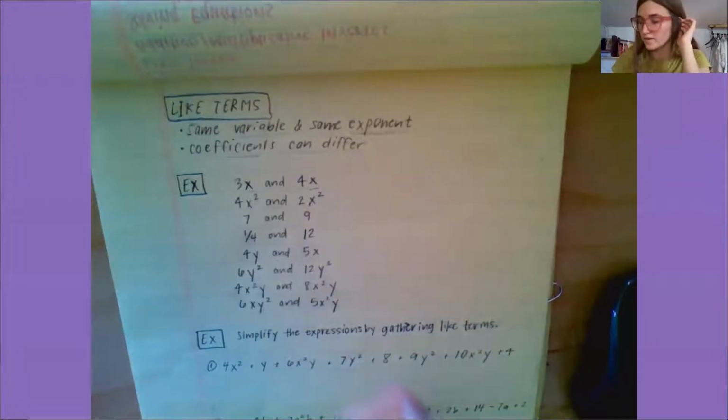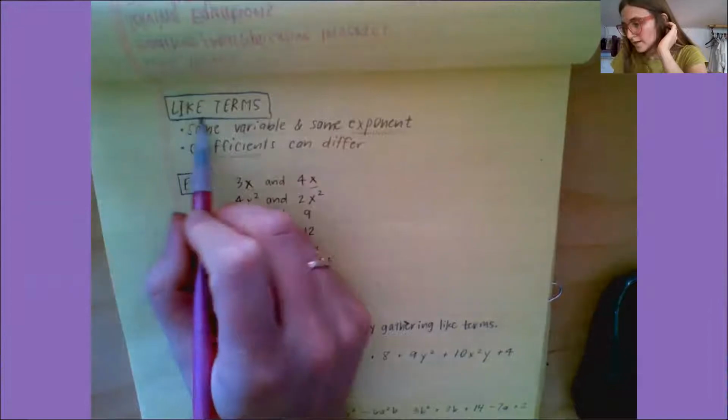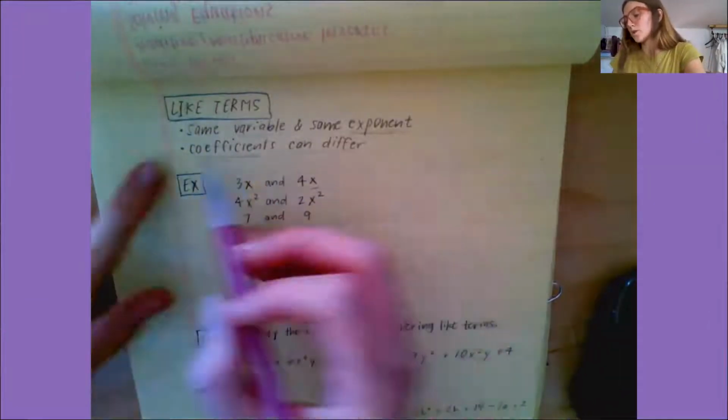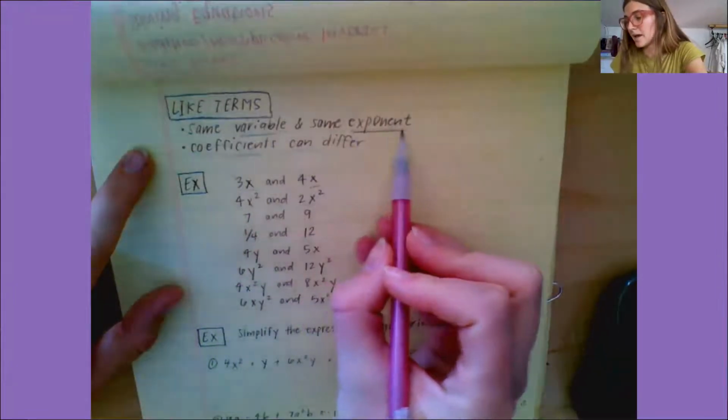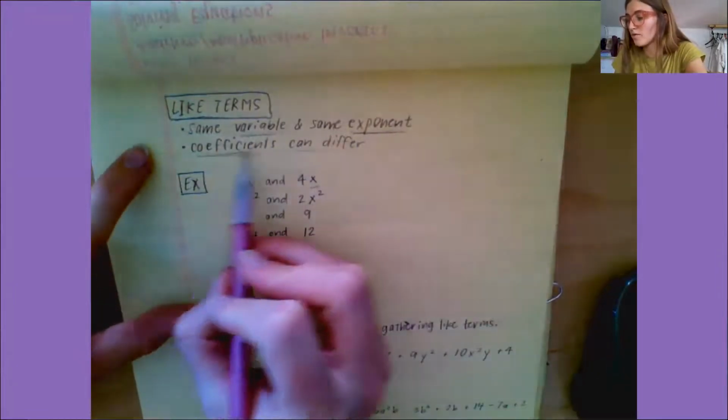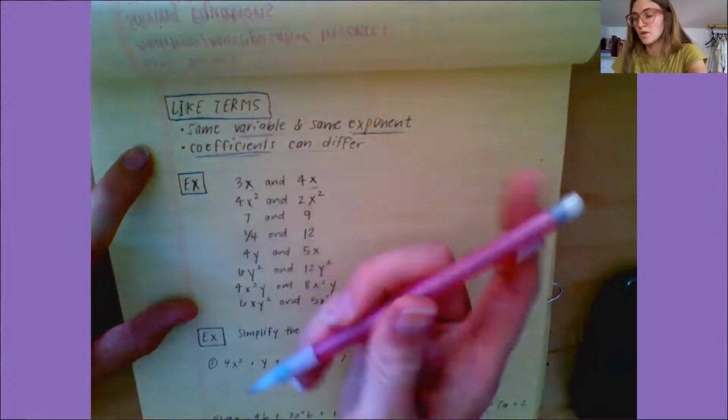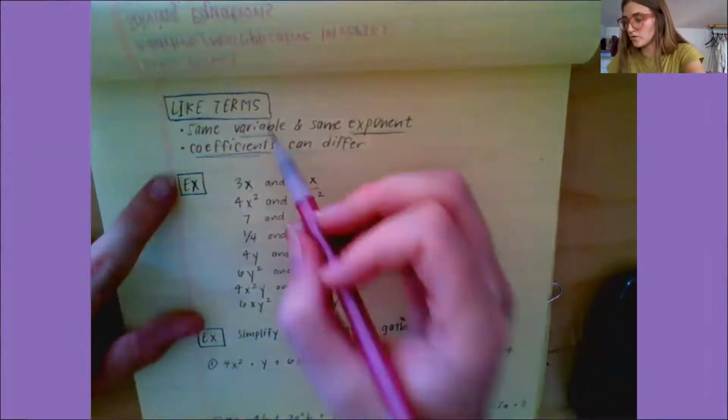Okay, let's go over like terms. Like terms will be two or more terms that have the same variable and the same exponent. However, their coefficients can be different. So let's go over each of those different points.